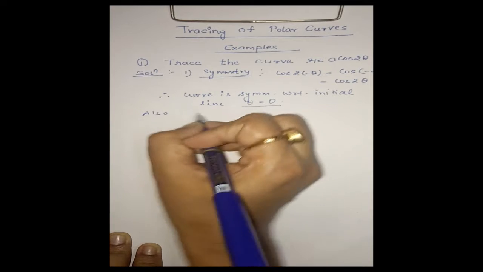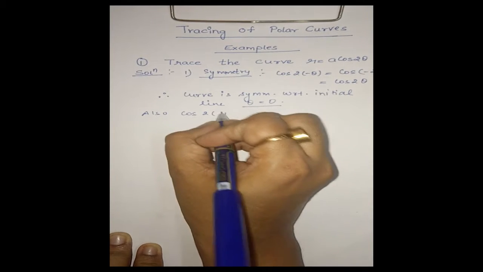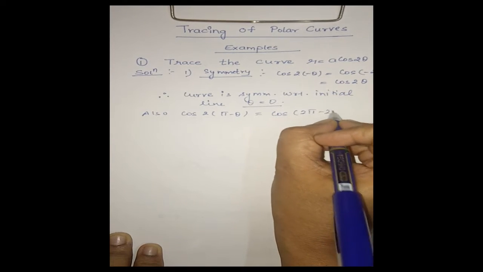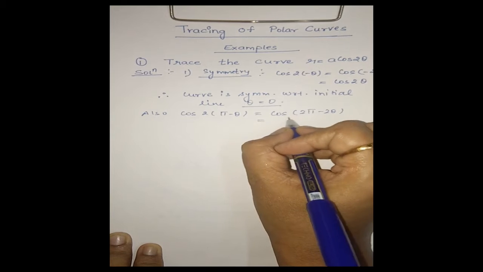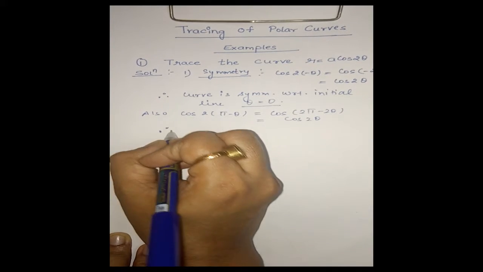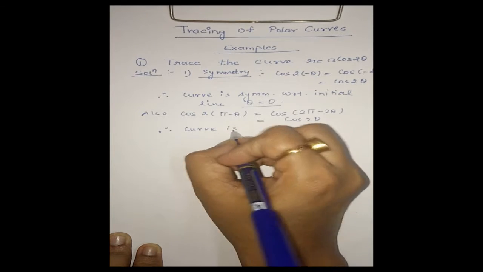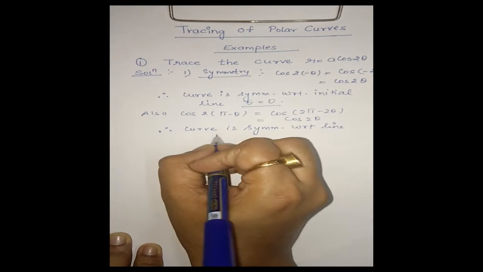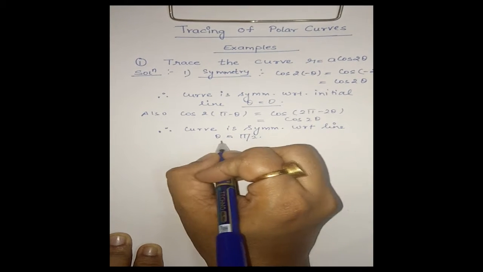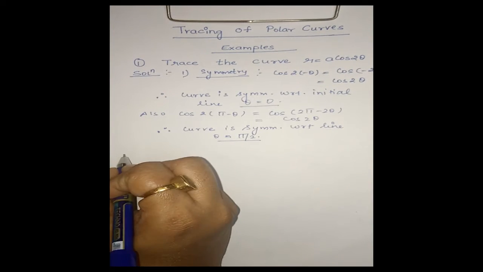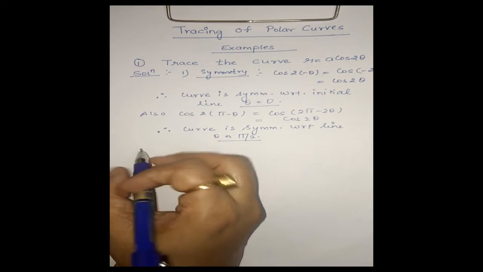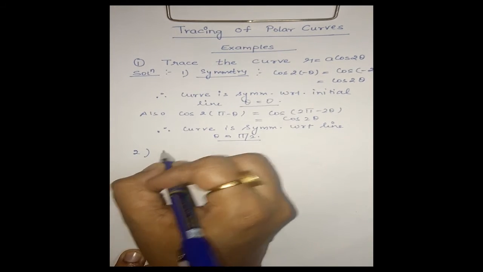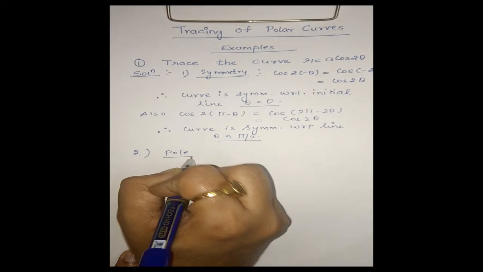Also, we note that on replacing theta by pi minus theta, the equation is also unchanged. This is cos of 2 pi minus 2 theta, that is the fourth quadrant. Therefore, the curve is symmetric with respect to the line theta is equal to pi by 2. So this particular curve has both symmetries: with respect to the initial line theta is equal to 0 and with respect to the line theta is equal to pi by 2. Next comes the pole.